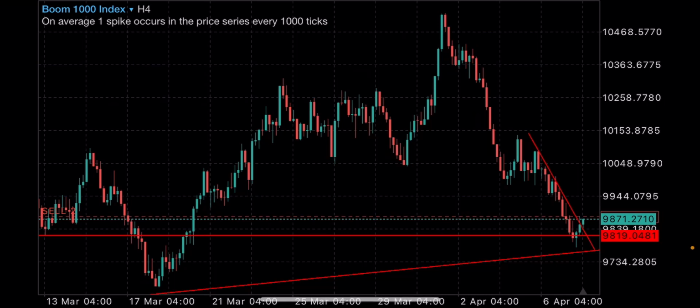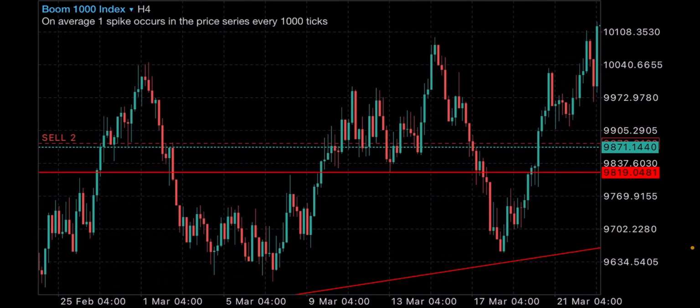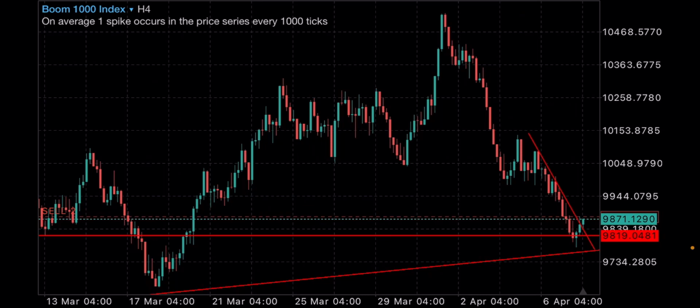Okay, so this, as you can see, is the 4 hours. Fine. So this support was gotten on this higher time frame. Now you have to get your support, your zone where the market is, like the area of concentration.